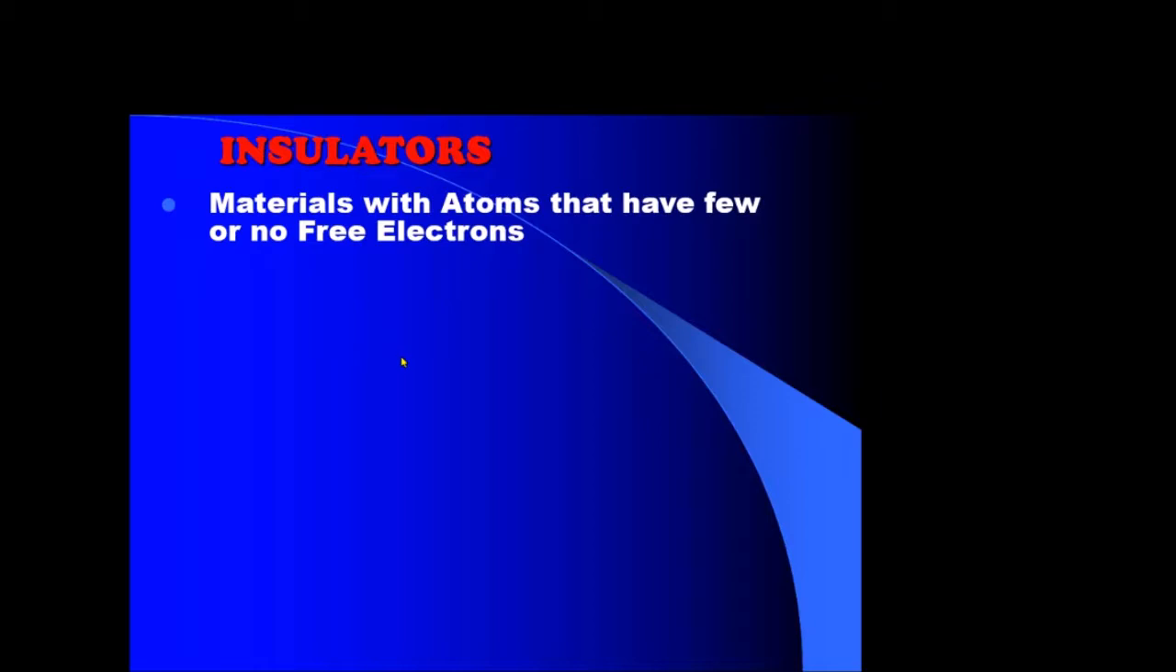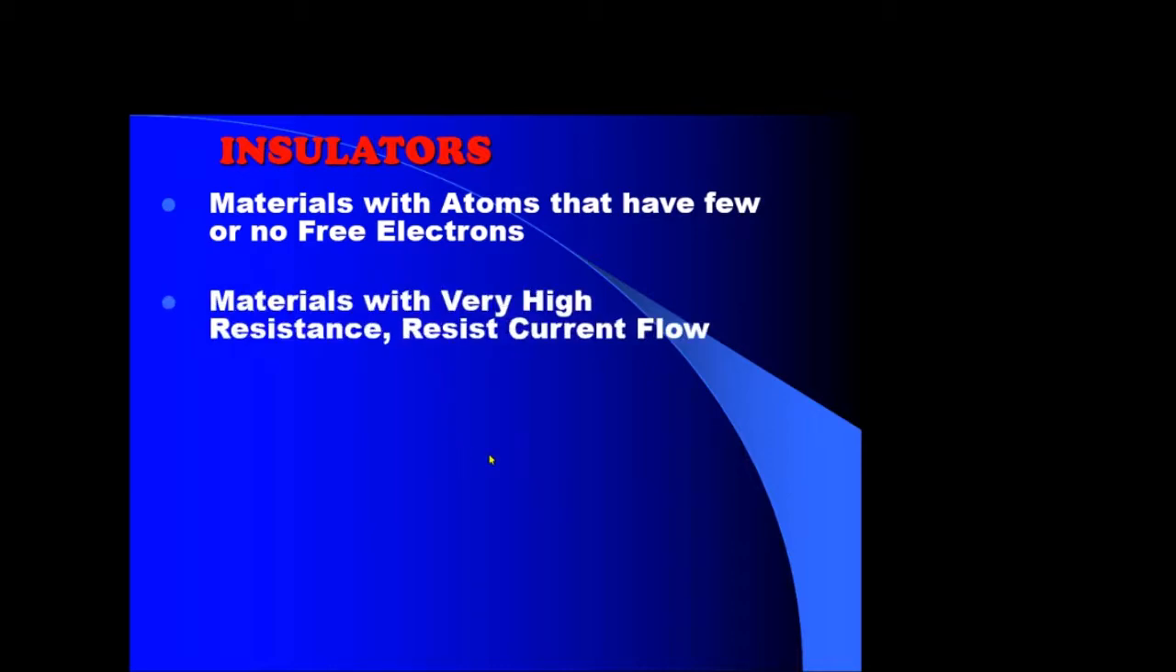So let's look at some insulators. Insulators are materials with atoms that have few or no free electrons. That free electron out there is the one that is able to move from atom to atom very easily, and it basically allows us to get current flow. An insulator has atoms where all those shells are full, so that you don't have any free electrons moving. Materials with very high resistance, and we'll talk about resistance, actually resist current flow.